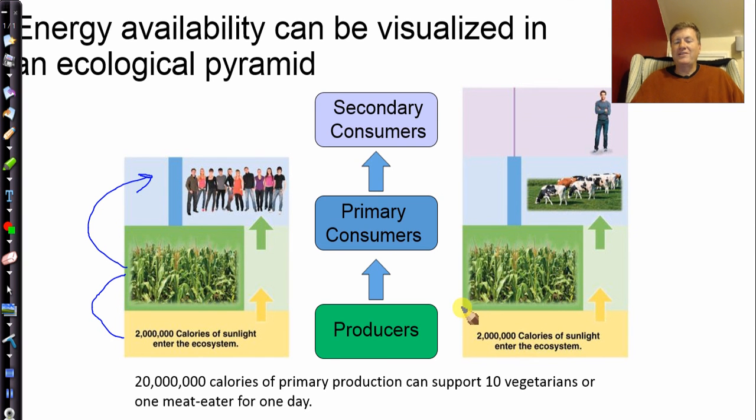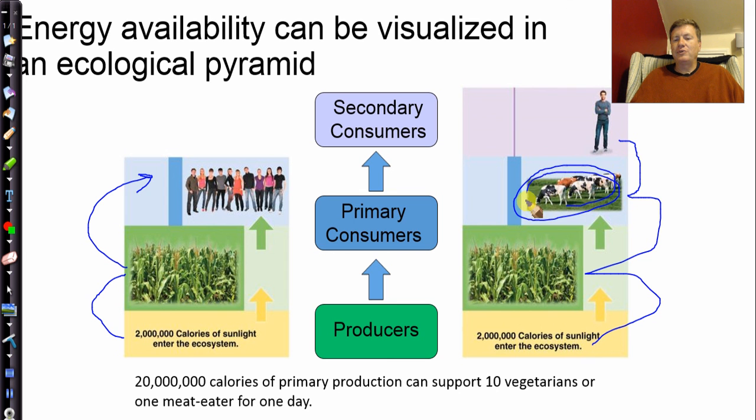However, if we were to pass that energy through one more layer of the food chain, we're going to have less energy available. So if we go 10% to 10% to 10%, if we pass it through one more level of the food chain, that is, if we eat an animal as opposed to the plant, we can support only one person as opposed to 10 people over here.